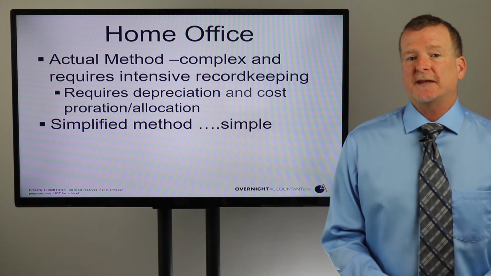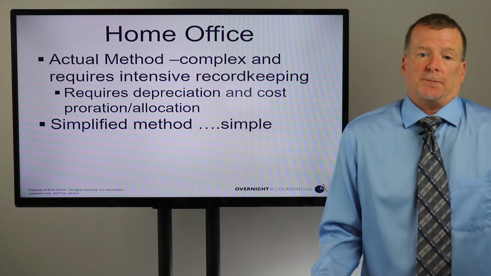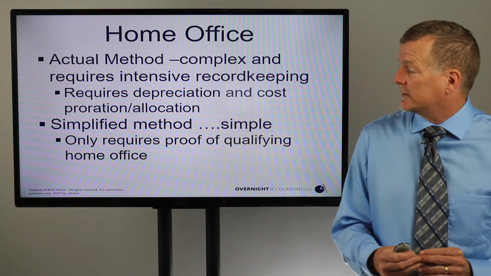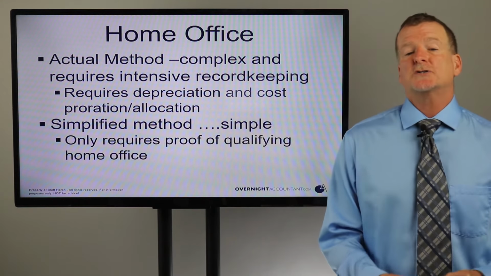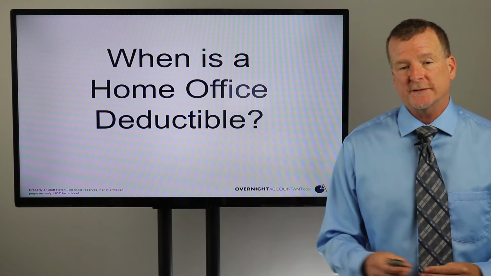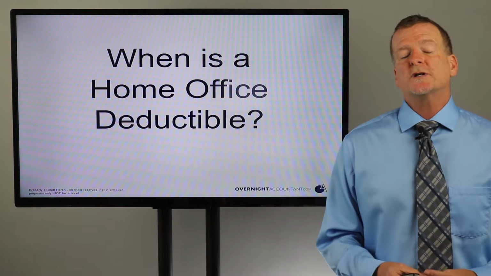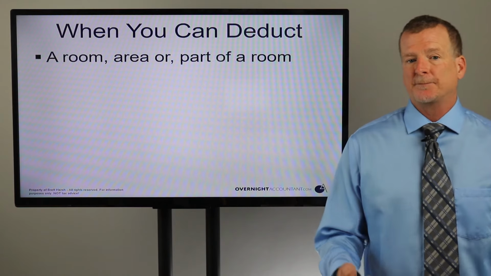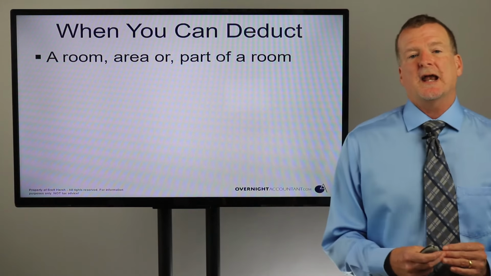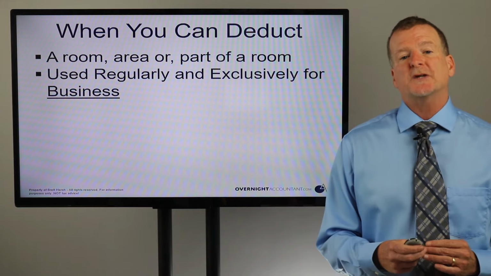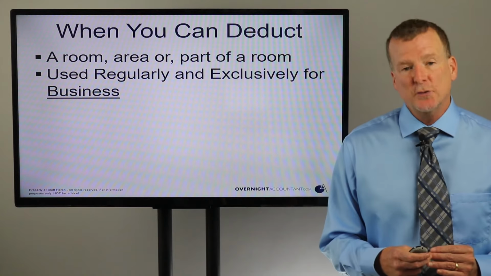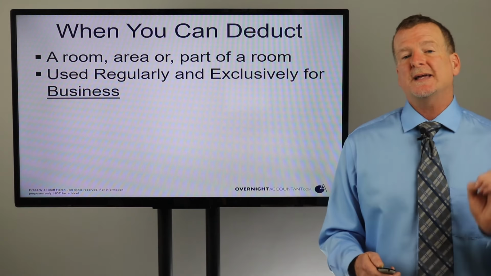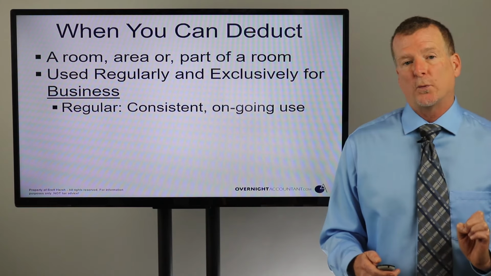The simplified method, however, is, well, it's simple. All you have to do with that is really show the square footage of the home office and show that it's a qualifying home office, which we're going to discuss now. When is a home office deductible? When does your home office qualify for a deduction? Well, it's a room, an area, or even part of a room that is used regularly and exclusively for your business, for your current business, regularly and exclusively. We'll discuss that a little bit more.